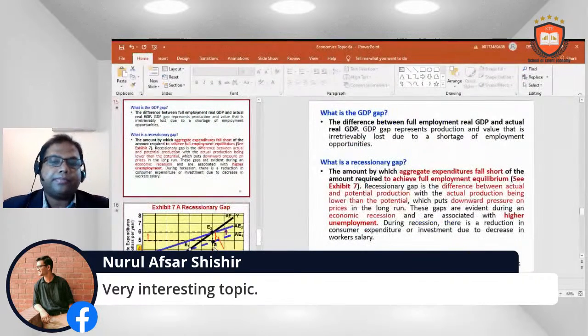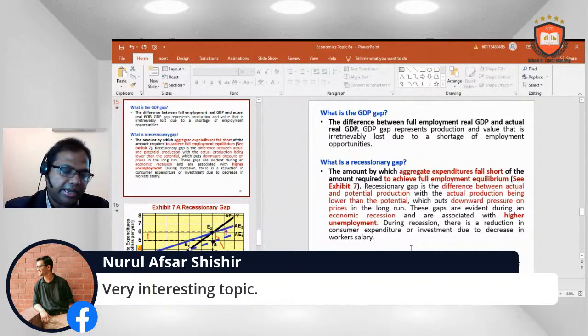What is the GDP gap? If we want to find out the GDP gap, this is very important in the present scenario, especially now that every country's GDP has fallen, and in that situation they are taking many initiatives. They are taking different kinds of activities and initiatives. What is the GDP gap?